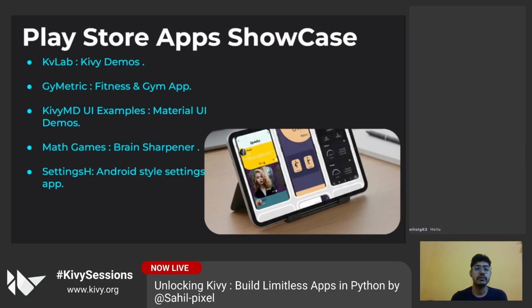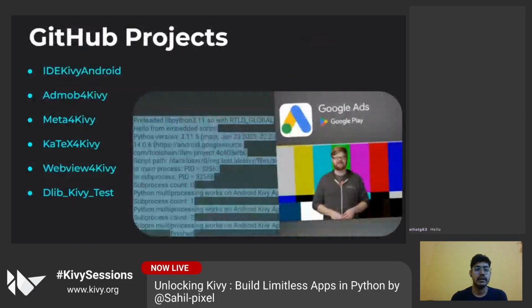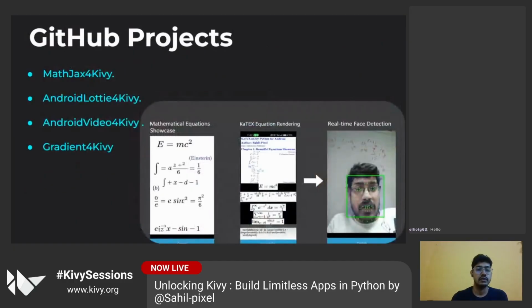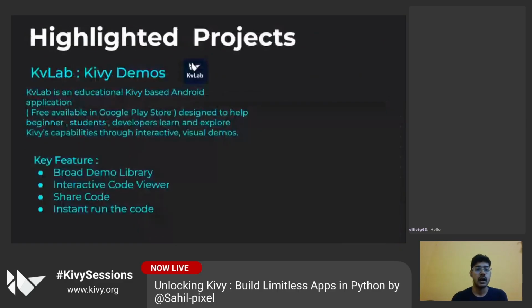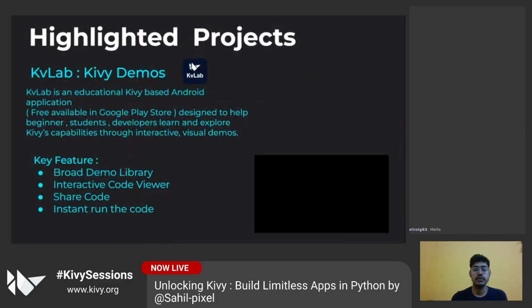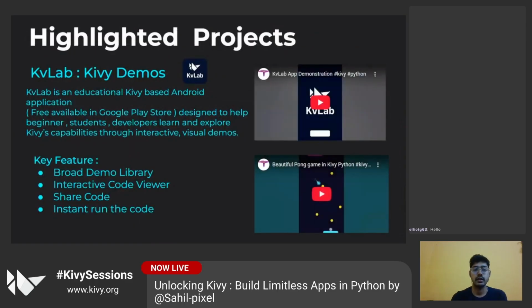There are several GitHub projects like IDE for Kivy, Android Admob for Kivy, Meta for Kivy, Cartex for Kivy, WebView for Kivy, Delib Kivy Test, MathJax for Kivy, Android Lottie for Kivy, Android Video for Kivy, Gradient for Kivy. So I will discuss those which are highlighted projects.